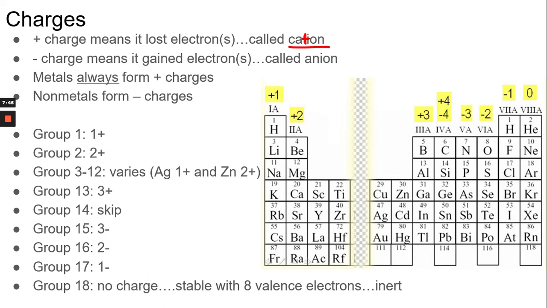So what you need to be able to do is if I give you an element, you should be able to tell me the charge on that element. For example, if I say calcium, you should be able to see that calcium is in group 2, so calcium would form a +2 charge. It doesn't matter if you write it number sign or sign number at this level, just make sure you're including a number and a sign, positive or negative.